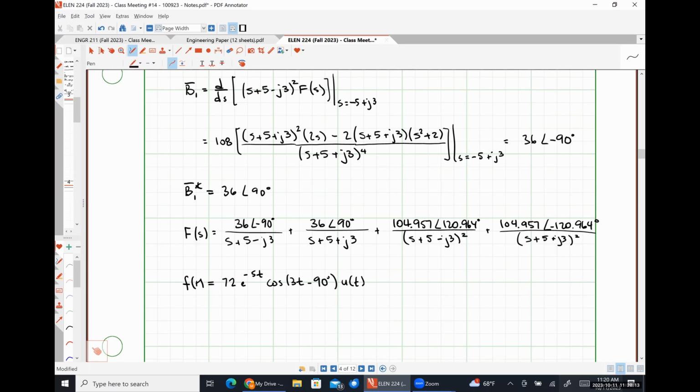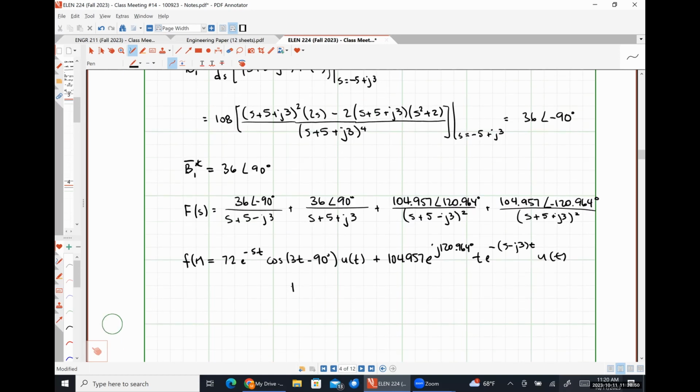And now we have this big ugly guy up here, right? So this is going to look like 104.957 e to the j 120.964 degrees times t e to the negative 5 minus j3 t, u of t. And because I'm running out of room, I'm going to continue this on down here.